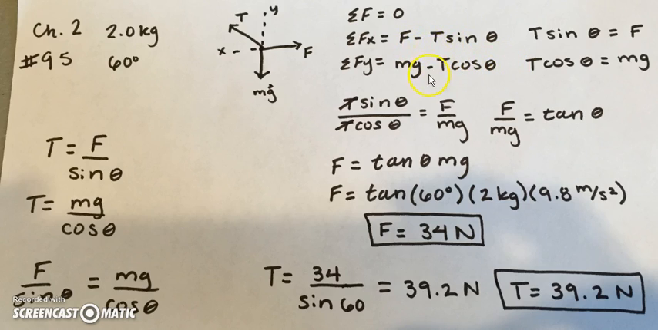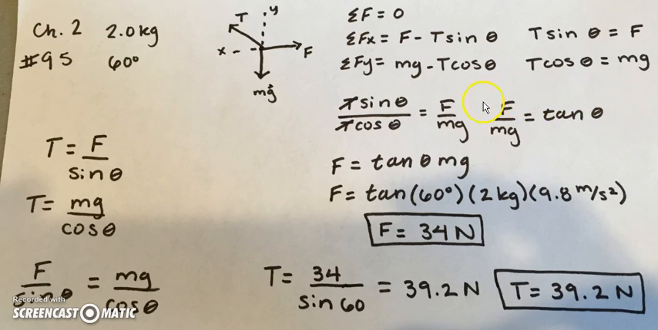And if you add T sine theta and T cosine theta to each side, you get T sine theta is equal to F, T cosine theta is equal to mg. Now, you can divide these by each other, and you get T sine theta divided by T cosine theta is equal to F over mg. And once you divide sine by cosine, it equals tangent.